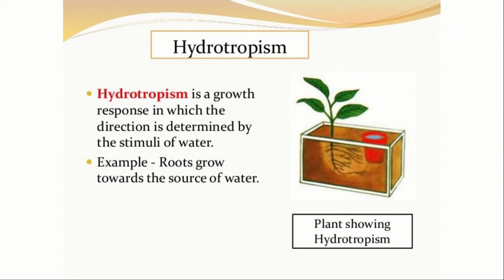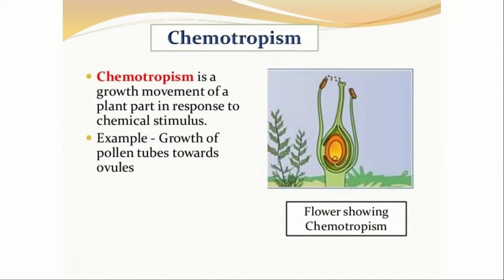Next comes hydrotropism. Here hydro means water. The name itself signifies it is a growth or response in which the direction is determined by the stimulus of water. So wherever water content is there, the root will grow towards that direction. Example, roots grow towards the source of water. Tropism means movement or direction, and hydro means water. So the direction of growth of a plant towards water is called hydrotropism.